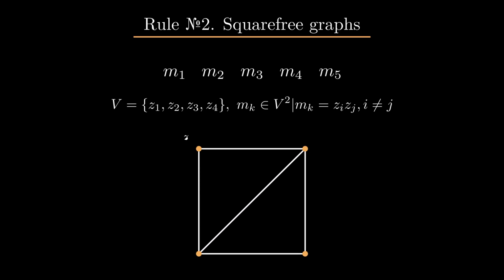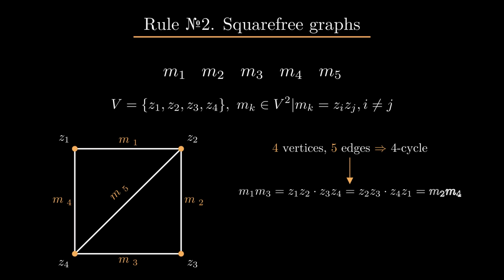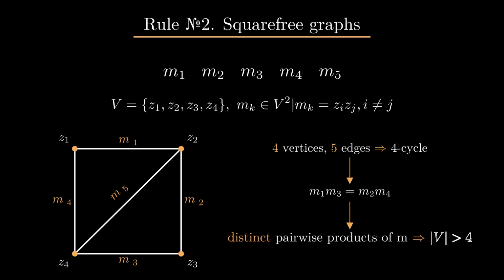Since none of the monomials is a square, each can be written as a product of distinct variables from V. We can therefore think of it as a graph, with vertices being elements of V and edges given by monomials m. One can check that every graph with 4 vertices and 5 edges must contain a 4th cycle. Then, for some numbering of elements in V, we can write down edges m and obtain m1 m3 equals m2 m4. Thus, by checking that all the pairwise products of m are distinct, we can verify that the size of V, the number of vertices, is larger than 4.